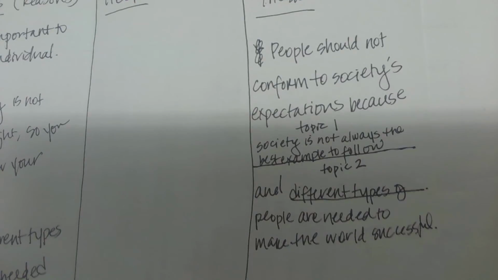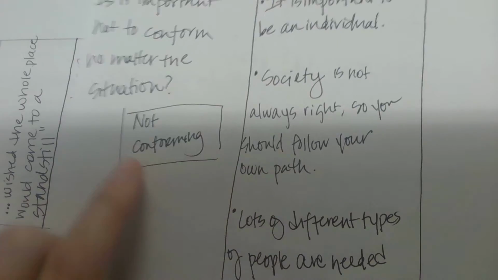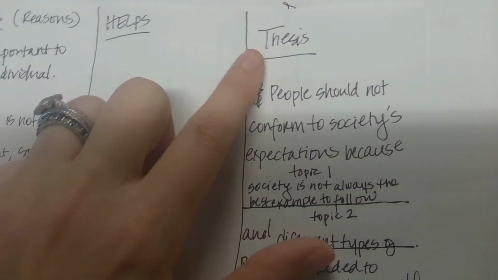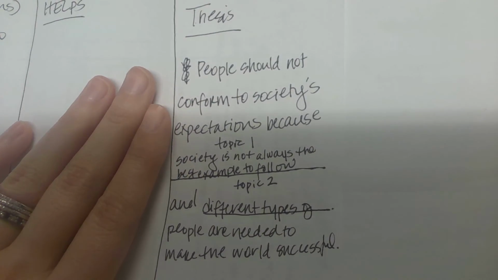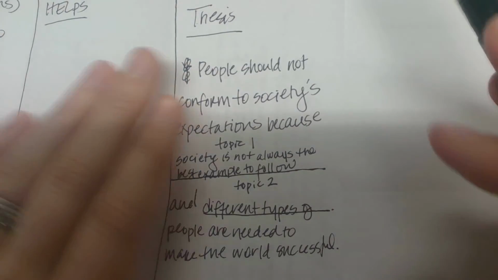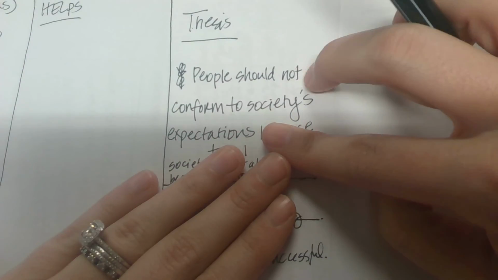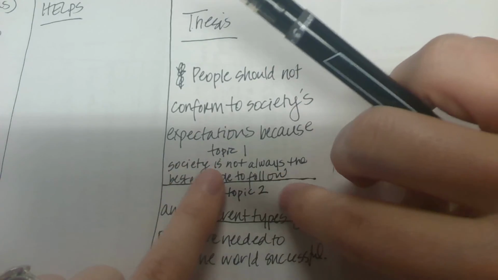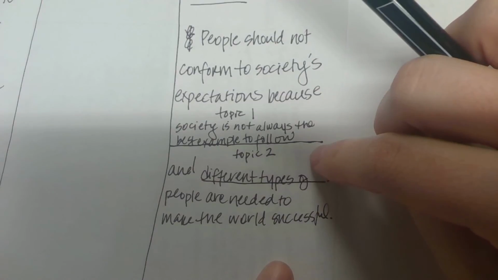Okay, so let's check ourselves and make sure that we actually stated that position clearly. If the question was, is it important not to conform no matter the situation? This thesis is a promise to your reader. You're answering the question, okay? So it's important that you take that position and double check yourself. People should not conform to society's expectations. Even if I leave out the rest of it, if I stop right there, this answers the question. This answers the prompt. Because, and I have my 2 topics here, society is not always the best example to follow, and different types of people are needed to make the world successful.